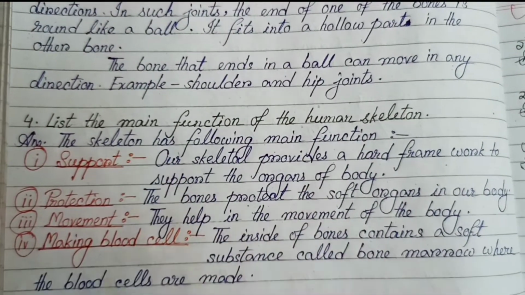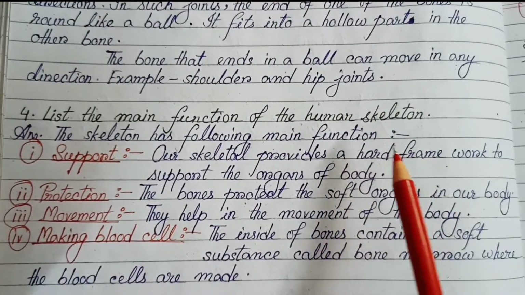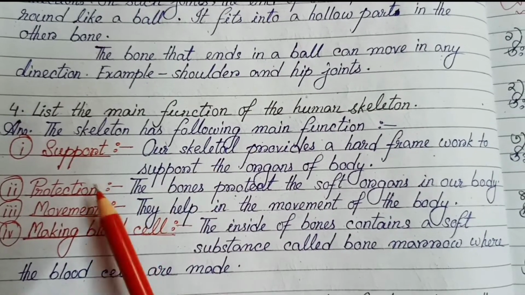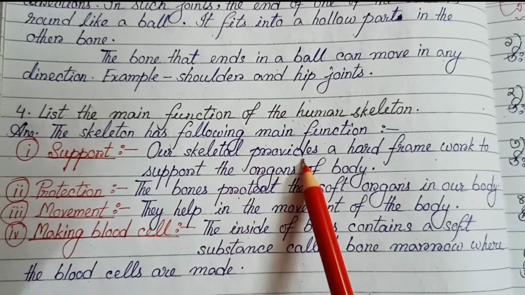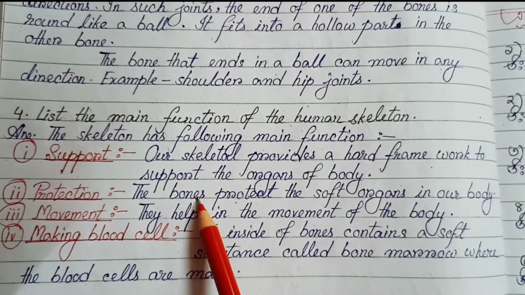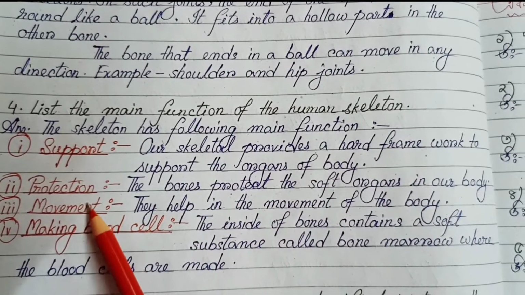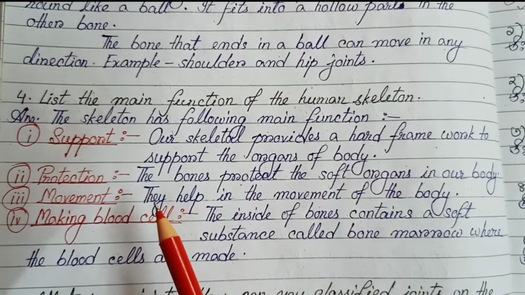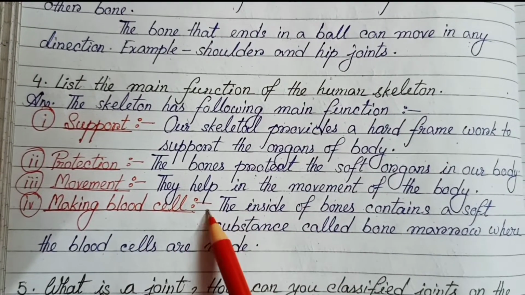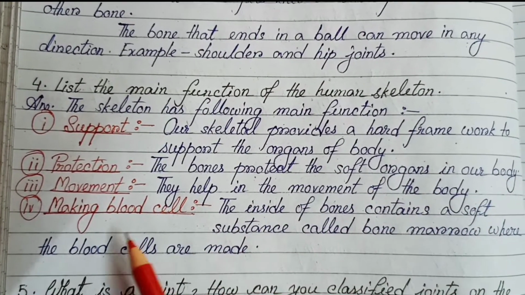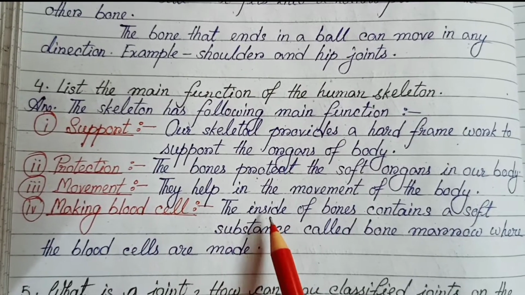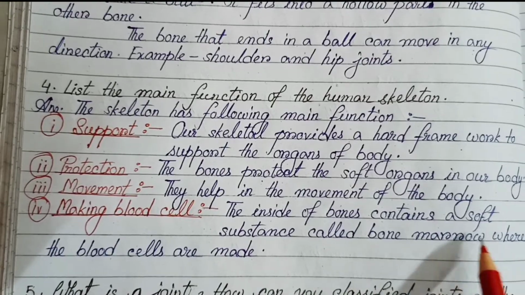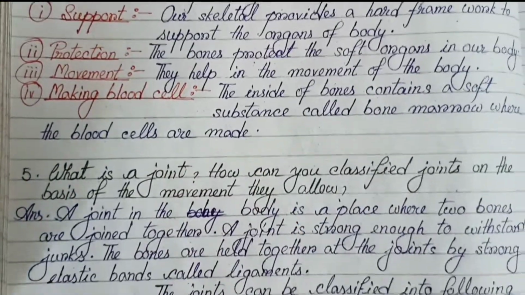Number 4, list the main functions of the human skeleton. The skeleton has the following main functions. Support. Our skeleton provides a hard framework to support the organs of the body. Protection. The bones protect the soft organs in our body. Movement. They help in the movement of the body. Making blood cells. The inside of bones contains a soft substance called bone marrow, where the blood cells are made.